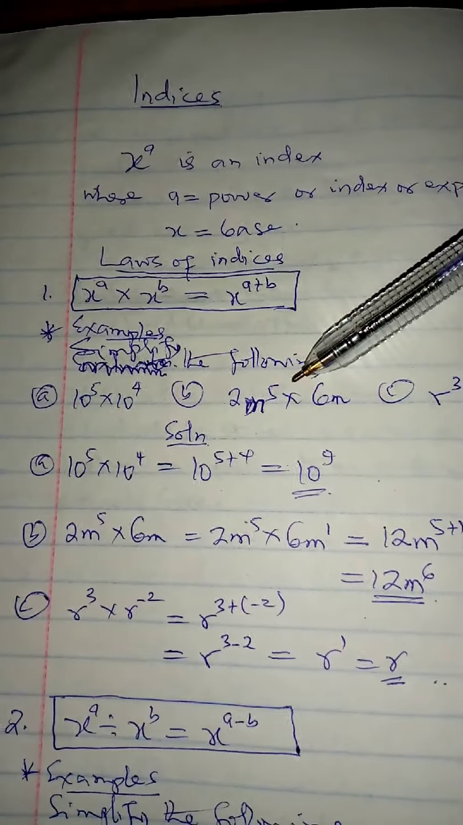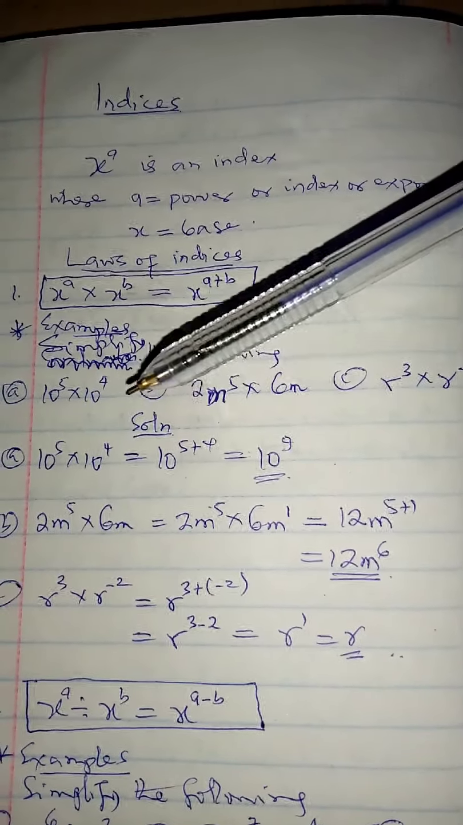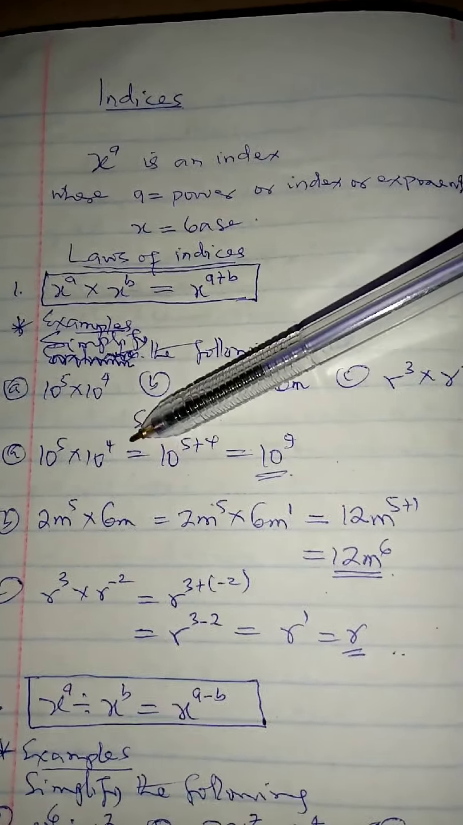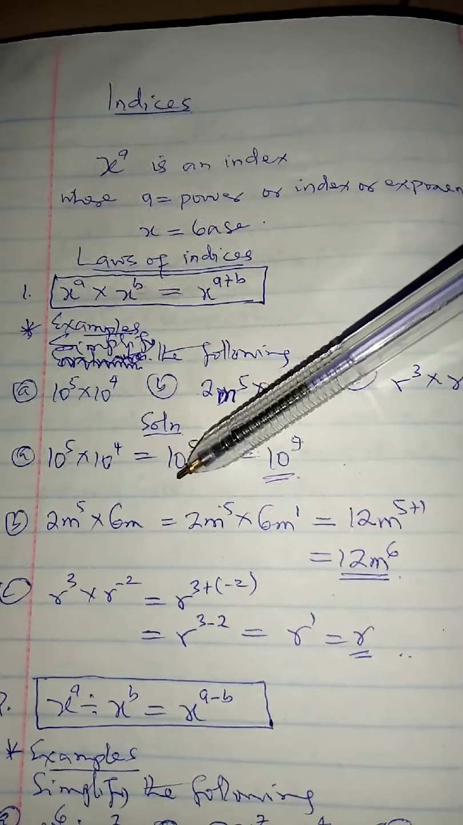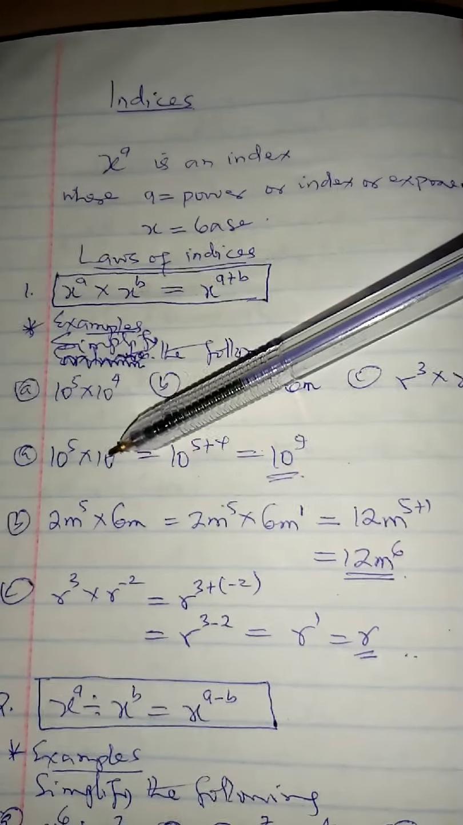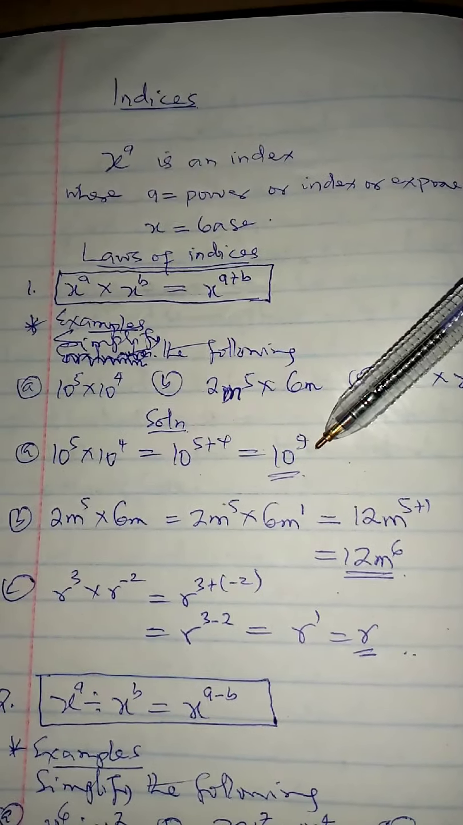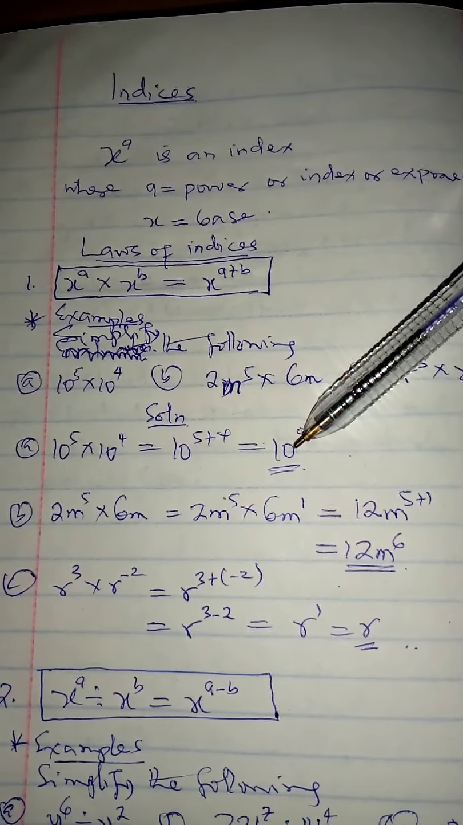Application. You have to simplify the following. 10 raised to power 5 times 10 raised to power 4. These are indices with the same base 10. So write one base and add the powers 5 plus 4, so that you have 10 raised to power 9. 10 raised to power 9 is 1 billion.